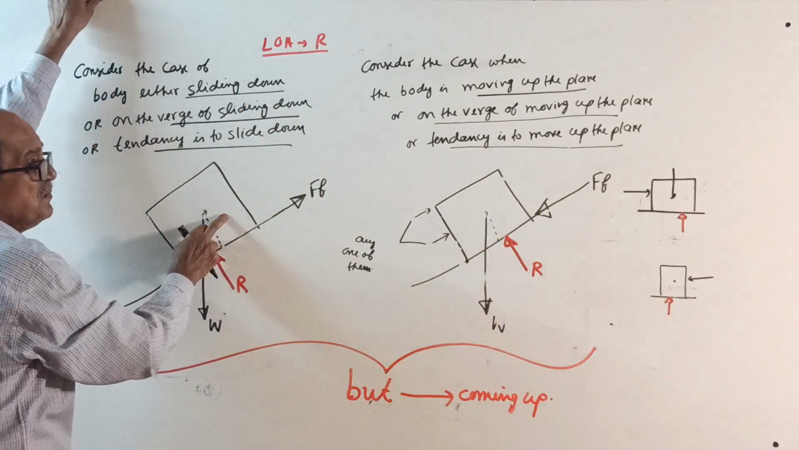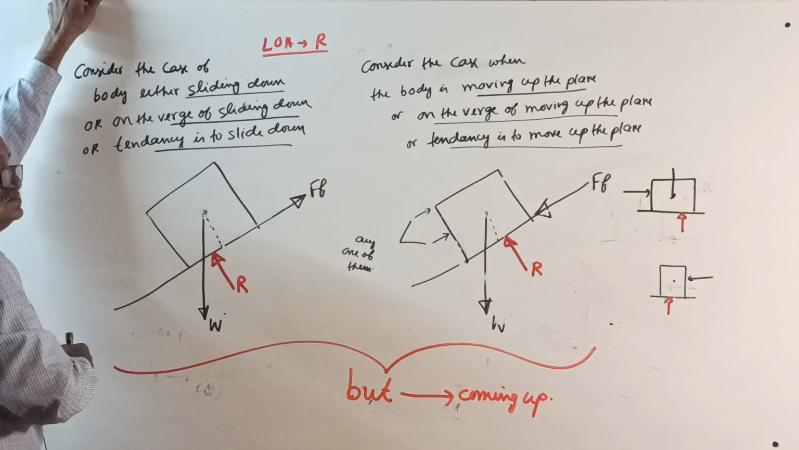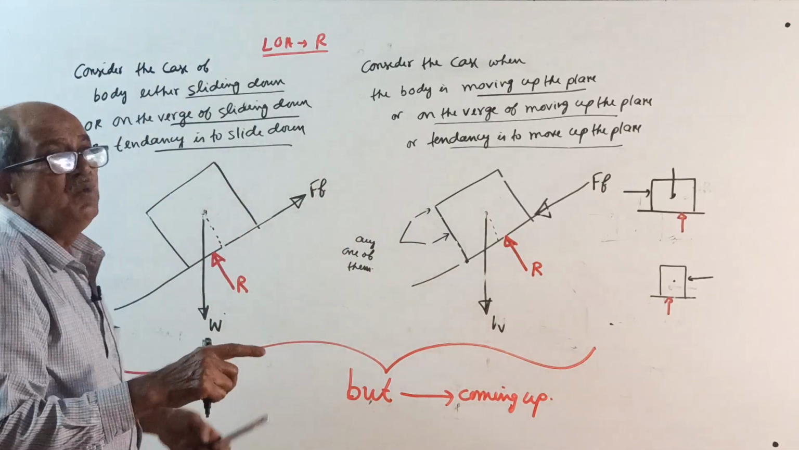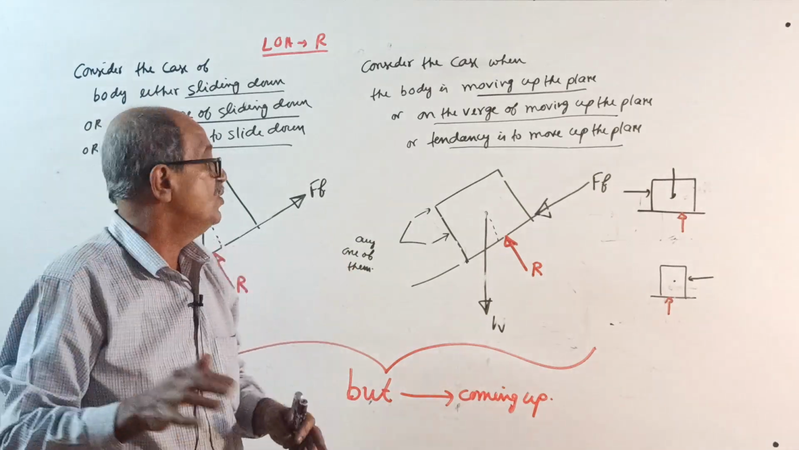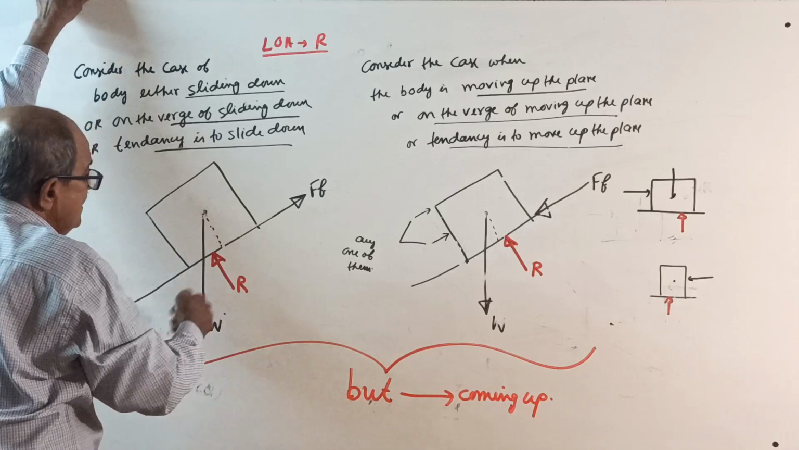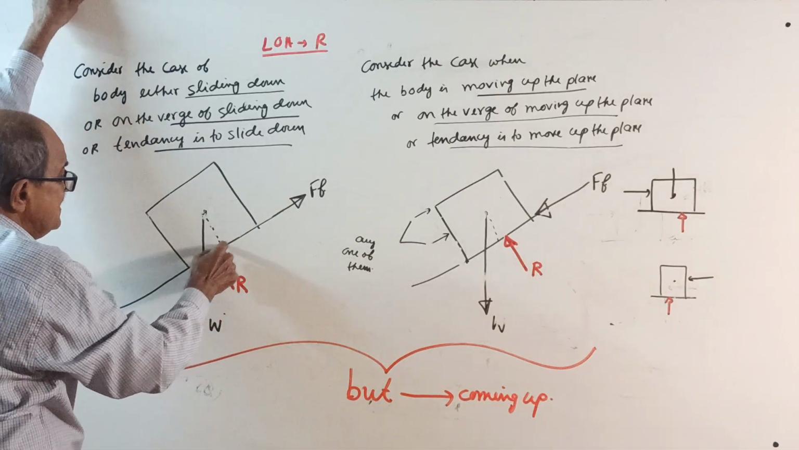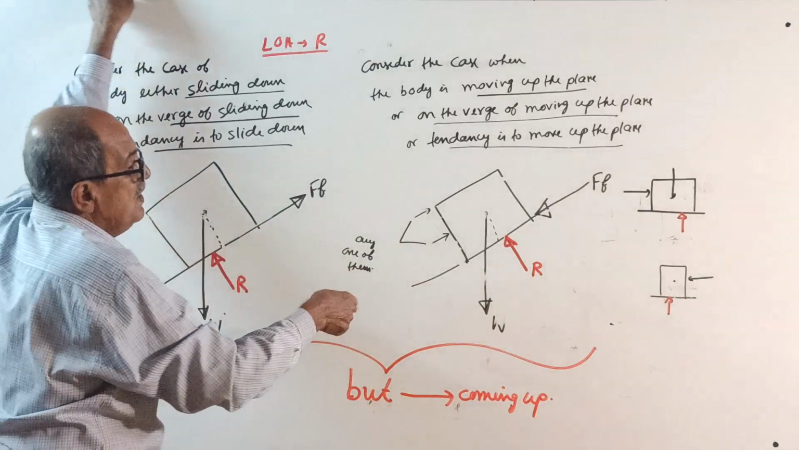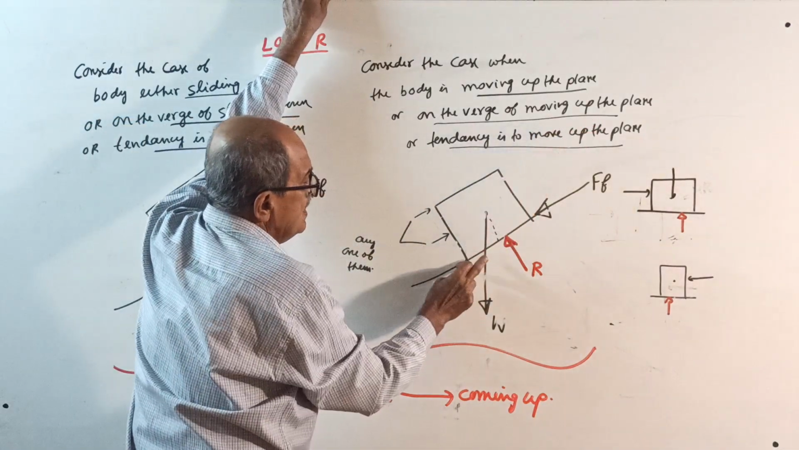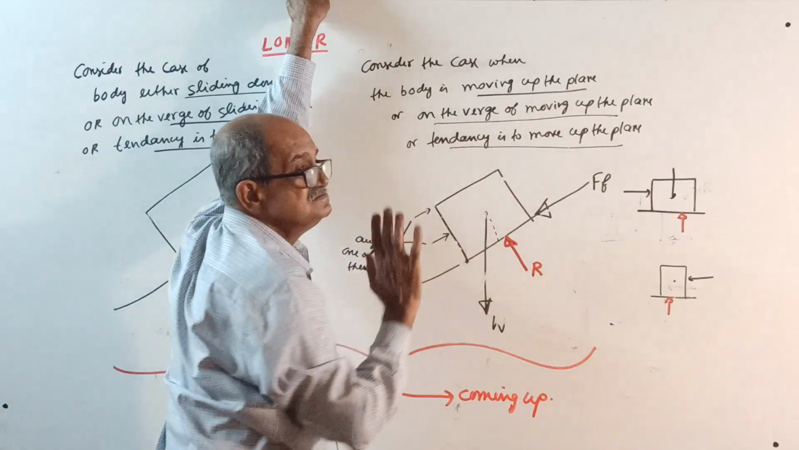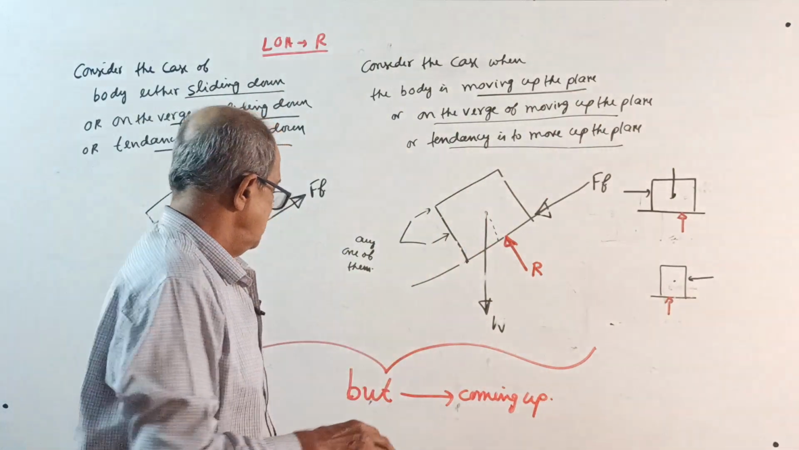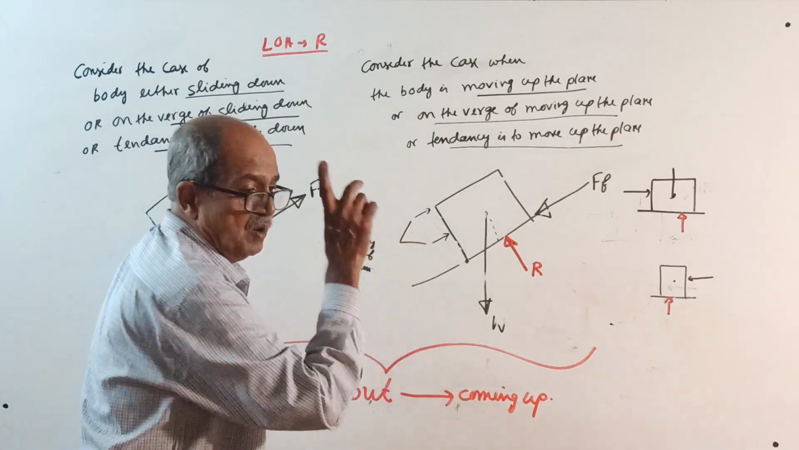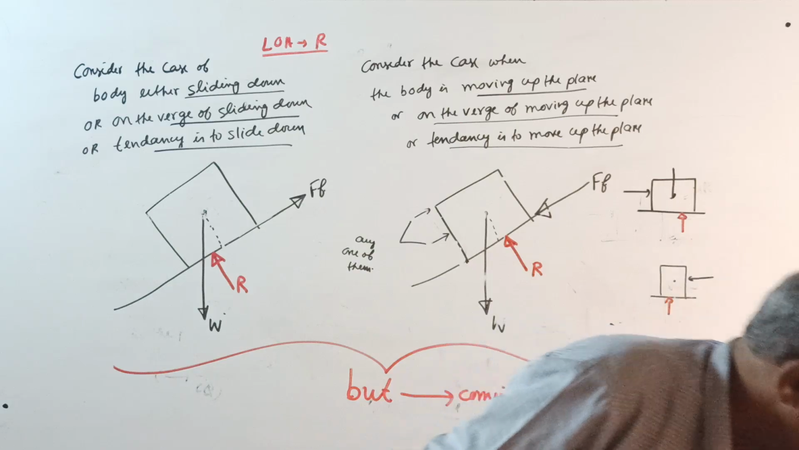Whenever you consider body sliding down, normal reaction will be always on that side, which side the body is moving. So, when it is moving down, normal reaction will be little downside. See here. When it is moving up, normal reaction will be little upper side. Okay, now, this is the concept behind it. But coming up now, what comes next, I will tell you.